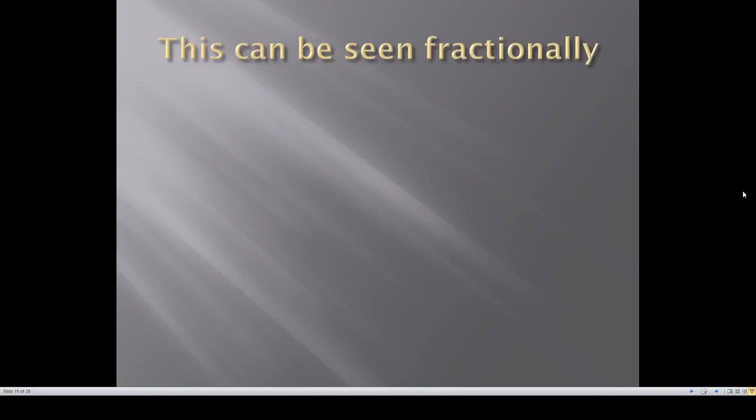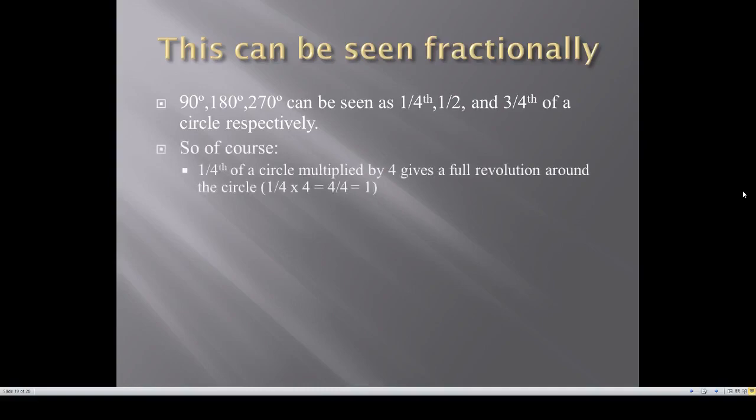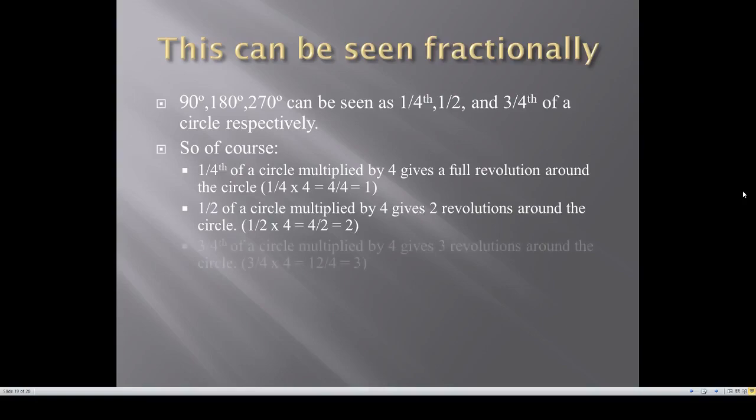So this can be seen fractionally. That 90 degrees, 180 degrees, or 270 degrees can be seen as 1/4, 1/2, or 3/4 of a circle, respectively. So of course, 1/4 of a circle multiplied by 4 gives a full revolution around the circle. In other words, 1/4 times 4 is 4/4, or 1. 1/2 of a circle multiplied by 4 gives 2 revolutions around the circle. So 1/2 times 4 equals 4/2, or 2. 3/4 of a circle multiplied by 4 gives 3 revolutions around the circle. 3/4 times 4 is 12/4, or 3.